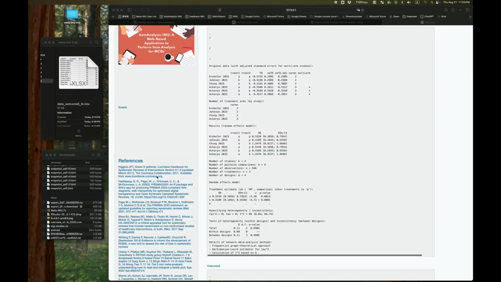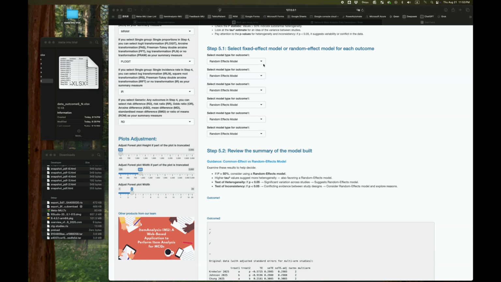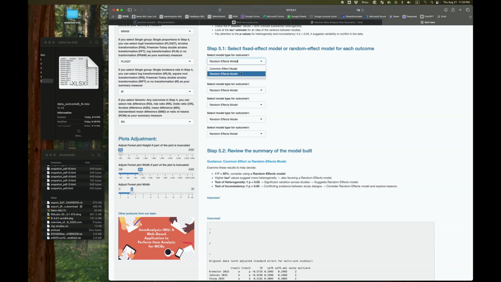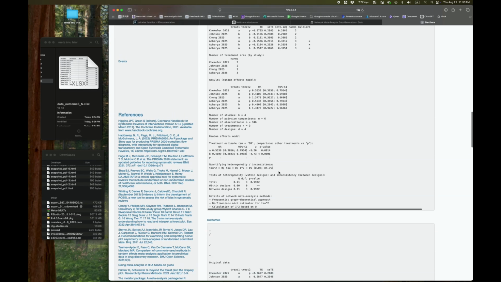In step 5.1, select if you want to use a fixed effect model or random effect model. The choice should be made based on the heterogeneity of your data. The Frequentist base model will be built and the summary should appear in step 5.2. If they do not show up, and you are sure that you have completed the previous steps correctly, just refresh the app and it should appear.